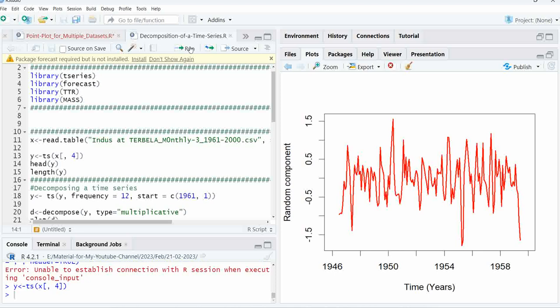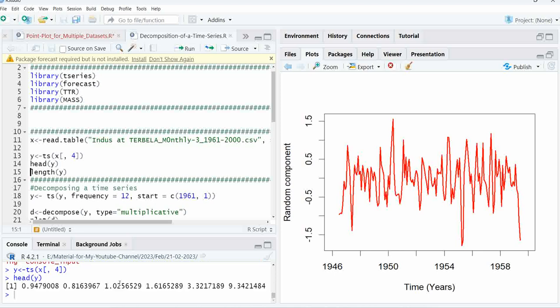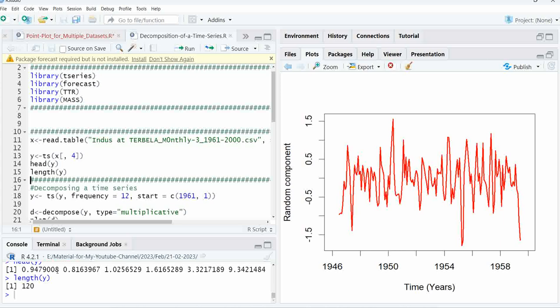Okay, so now let's see head. This is the data, the river flow data at the Indus River. Let's see the length of this. The length is 120 because this is monthly data from 1961 to 1970, so this makes 120 values.